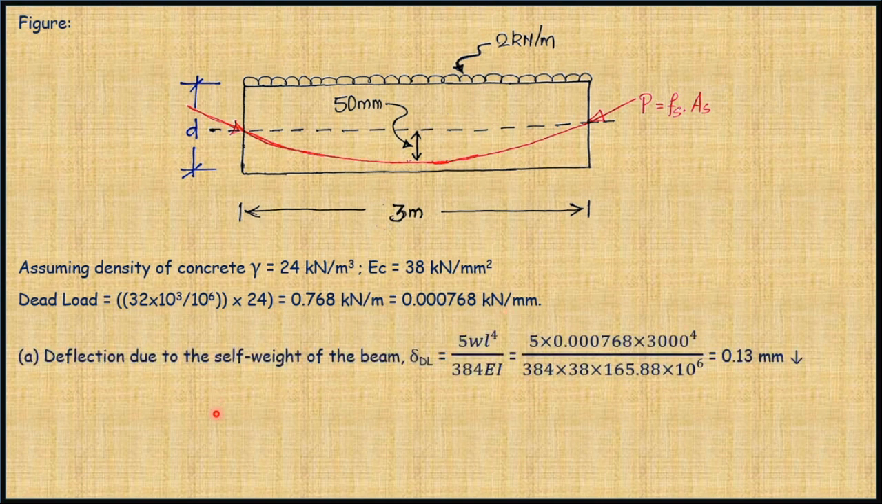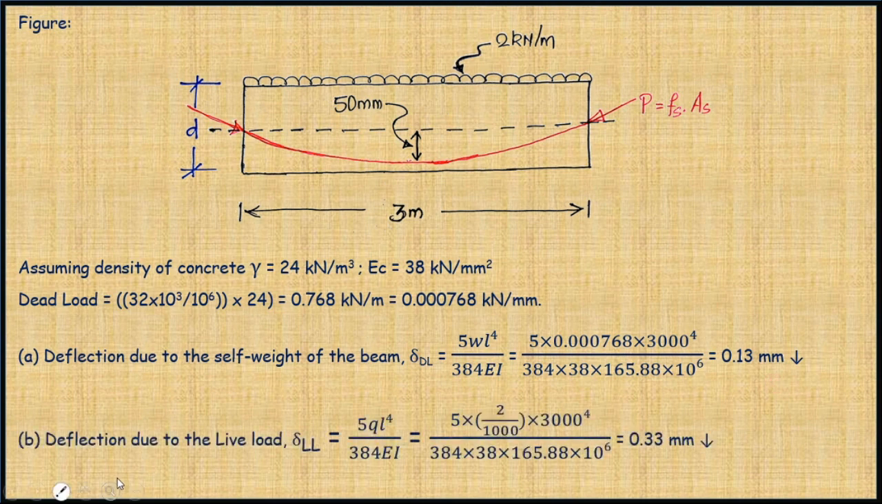So deflection due to dead load, that is due to the self-weight of the beam, is taken as 5 WL raised to 4 by 384 EI. It will be acting as a UDL only. So substituting the values in this, when we calculate, the deflection which is acting in the downward direction is 0.13 mm in the downward direction.